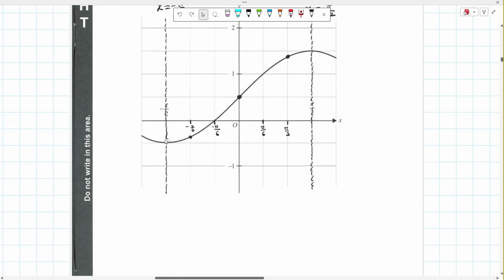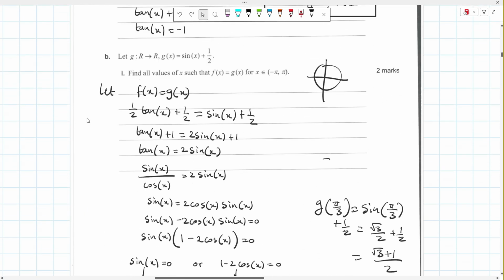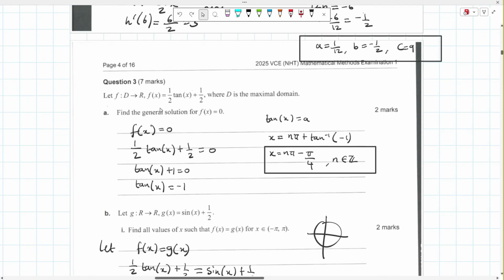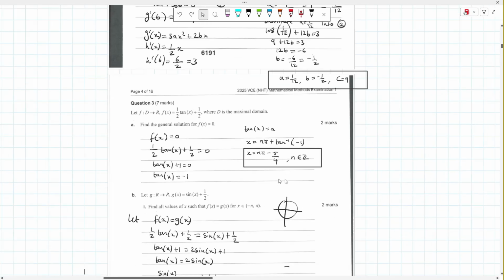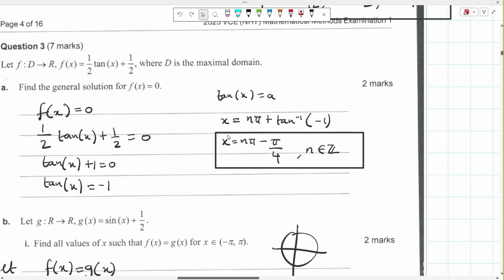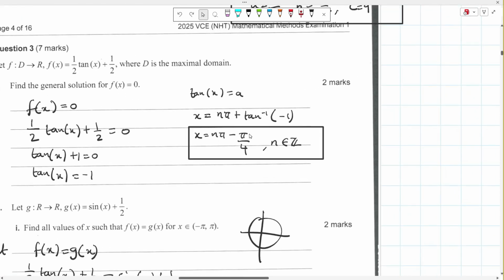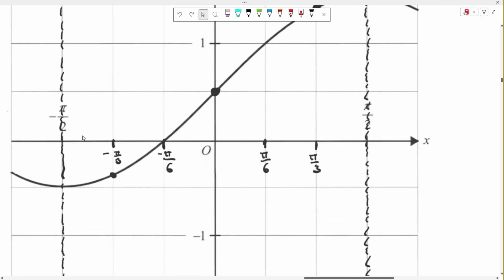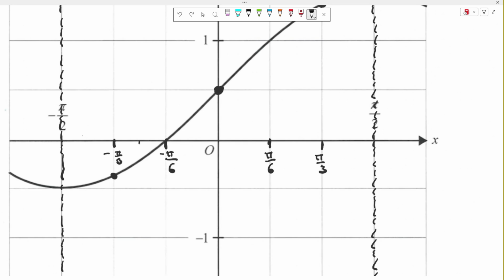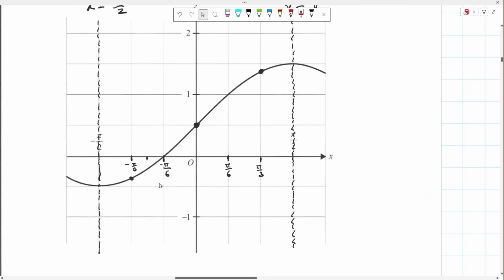Right, we also just forgot one thing. Let's find the x-intercepts of our graph. So we solve this general equation here. If we do n is equal to 0, we get negative pi on 4. So negative pi on 4 is going to be somewhere there, right? Right there.